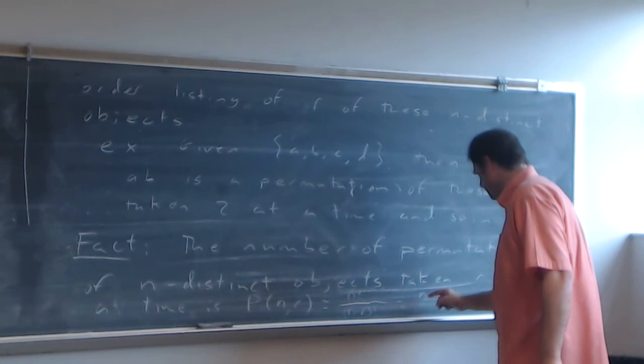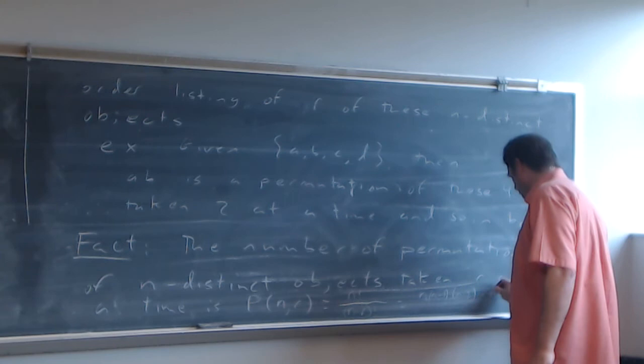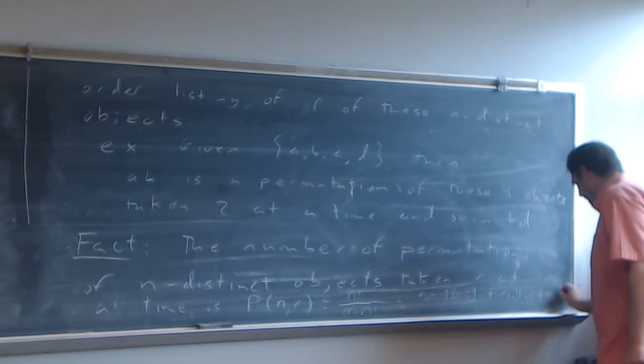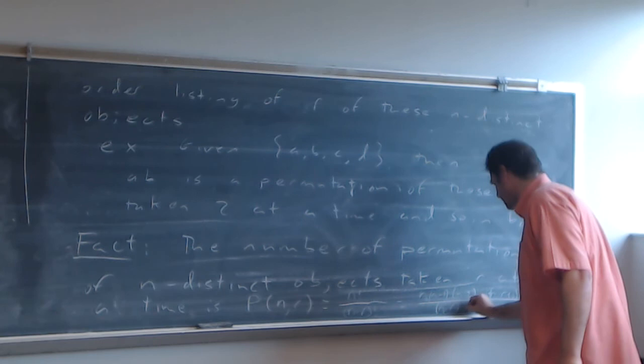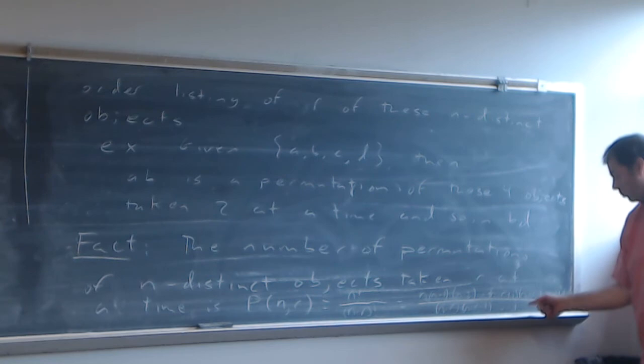I'm not going to go through this, but like I say, it's N times N minus 1 times N minus 2, keep going down, and at some point you get to N minus R plus 1, and then the next number is N minus R, and then you go all the way down to 1 in the numerator, and that's over N minus R times N minus R minus 1 all the way down to 1. And what happens is the N minus R multiplied all the way down to 1 in the numerator and the N minus R all the way down to 1 in the denominator are common factors, so they cancel.